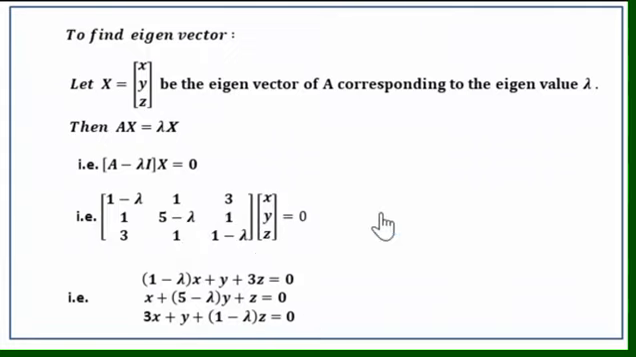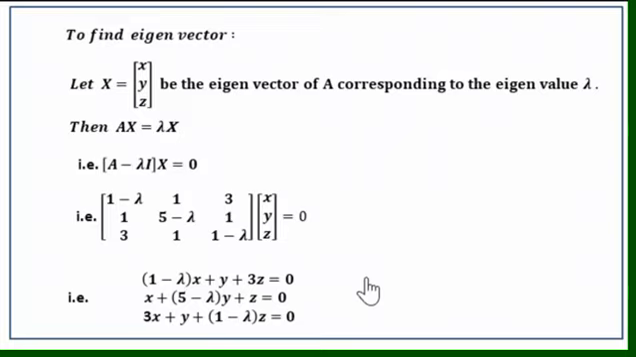Now substitute the three values of eigenvalues, lambda 1, lambda 2, lambda 3. In place of lambda, solving, we'll get three eigenvectors. So let's start with our first eigenvalue.